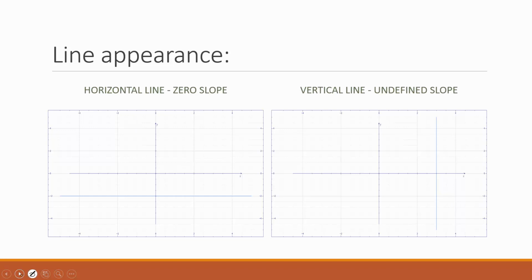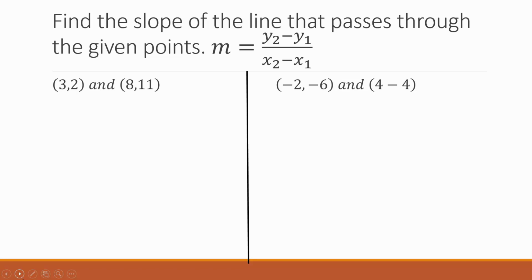Okay, so let's look at a couple examples of how to find the slope when we are given 2 points. We want to find the slope of the line that passes through the given points by using the slope formula of y sub 2 minus y sub 1 over x sub 2 minus x sub 1. It doesn't matter how you label the points. My points are in this order, (3, 2) and (8, 11). So I'm going to label the coordinates of the first point x sub 1 and y sub 1, and the second point I will label x sub 2 and y sub 2.